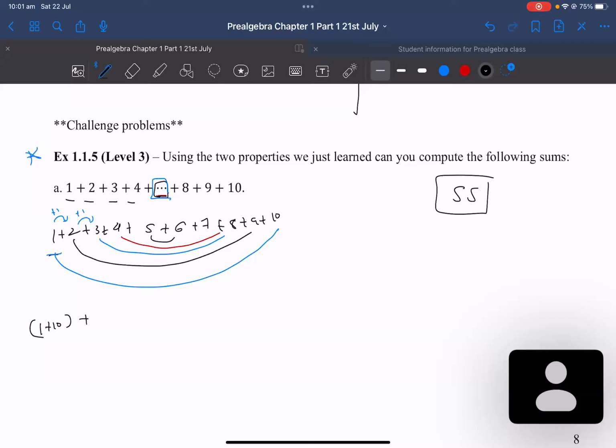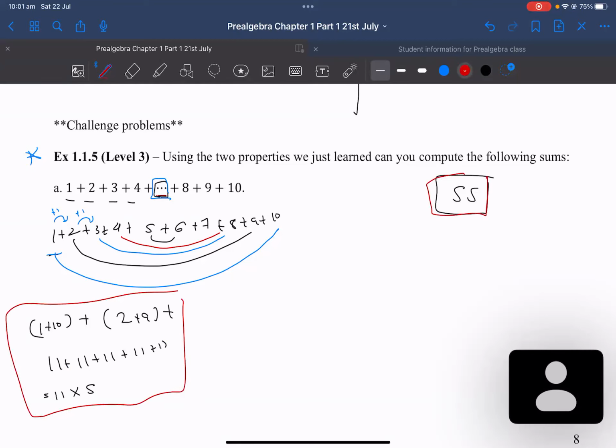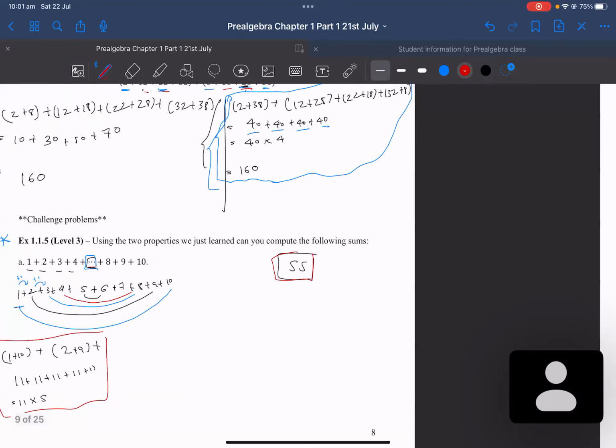You see? So it's just 5 pairs of 11, so it's 11 times 5. So my answer was correct? Yeah, it was correct. Very good. But important, even if you got the answer right, keep this idea in mind. We're going to use that for the next few questions. All right? So you have pairs, the same pairs.